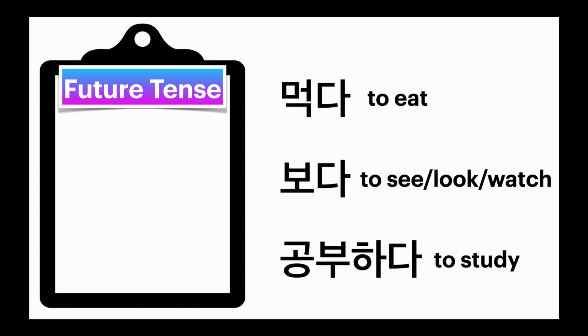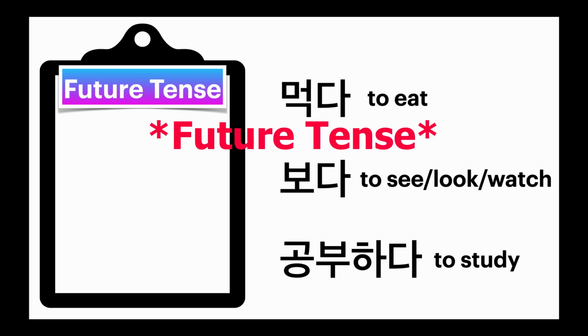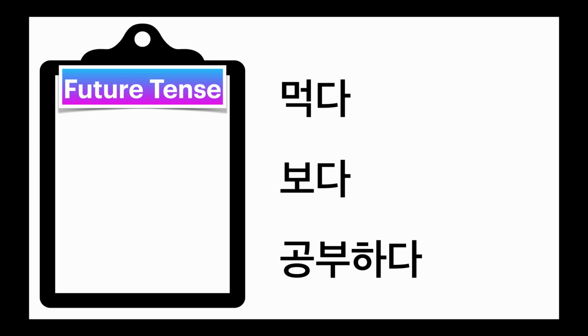Here are three verbs with their English meanings, but right now we're not going to worry about the English, we're just going to focus on how to conjugate them. 99% of the time when you want to conjugate a verb into any form, you will start by dropping 다.